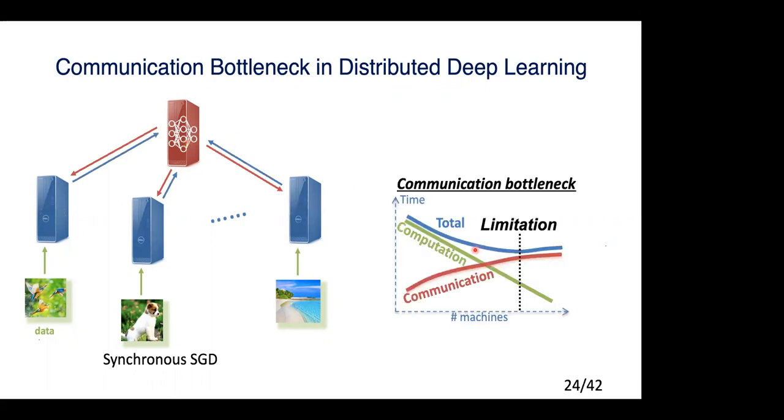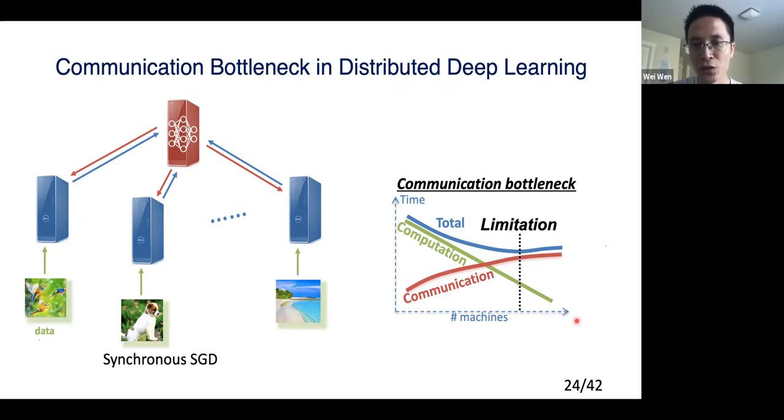So here, of course, we can use more machines to reduce the computation time almost linearly, because with more machines we have more computation power. However, because we have more machines, we have more communication over the network, so the communication time will increase. So the total time will saturate at some point, and we cannot scale up.